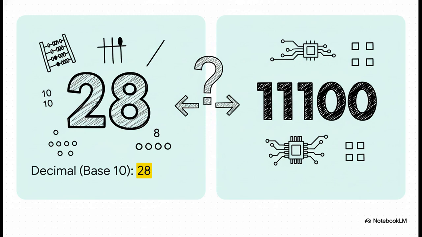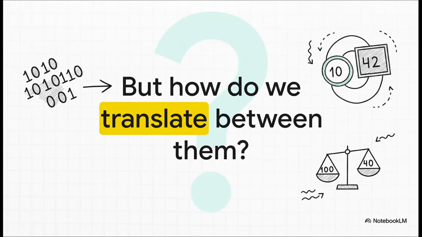So check this out. On the left, you've got the number 28. Simple enough. We see that every day. But on the right, we've got 1, 1, 1, 0, 0. I mean, they couldn't look more different, could they? But here's the crazy part. They're the exact same number. Seriously. So, how, right? How on earth do we translate that string of ones and zeros into a number that actually makes sense to us? Well, that's the puzzle we're about to solve together. And trust me, it's way easier than you might think.